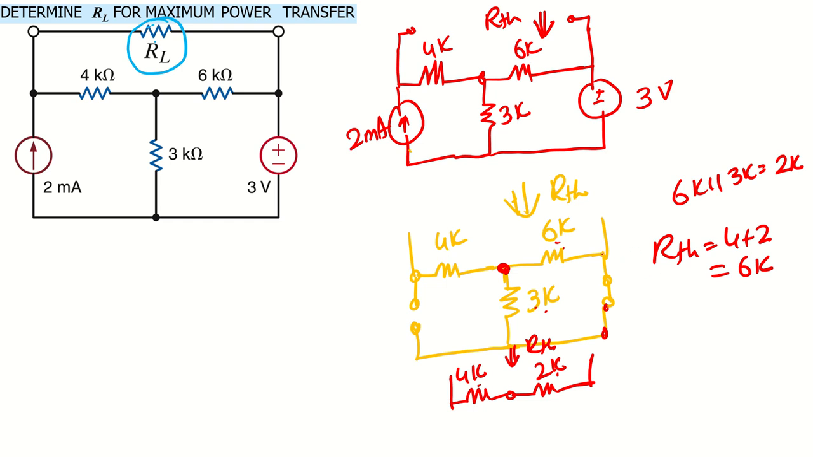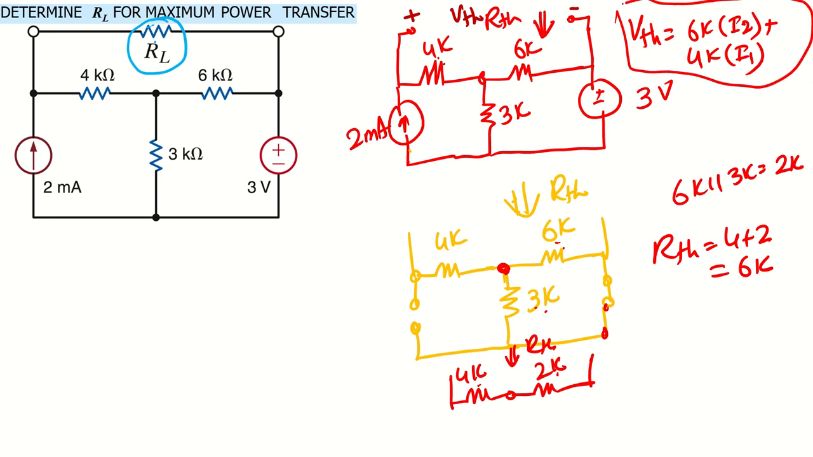Now the second question was, if you want to calculate the maximum power transfer, you also need to find the voltage drop here, V Thevenin. V Thevenin is the voltage drop across 6K and 4K. It is the voltage drop across 6K times the current flowing here, let's call this I2, plus the voltage drop across 4K times the current flowing here, let's call this I1.